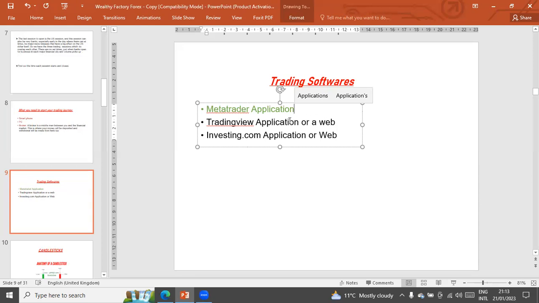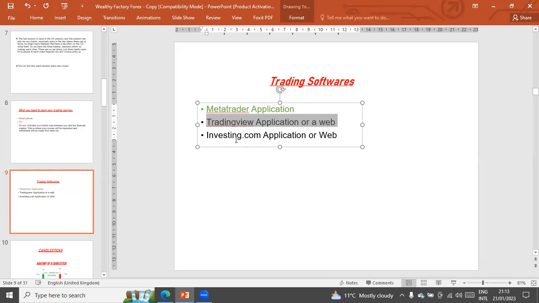With this one, you can either use the website or the application. For the website, you can just go and search for it on your PC, and you'll be able to find it. This is the website you're going to be using for analyzing the market. And if you want to install an application, there's an application for TradingView.